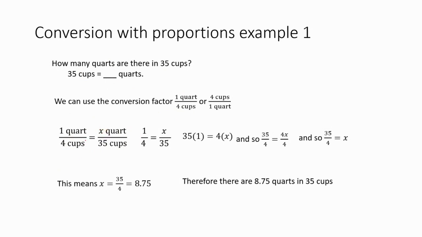And now we have to solve for x. Again, our wonderful units go bye-bye. You can cancel them off, and we get 1 over 4 is x over 35. And how do you solve that? Cross multiply.